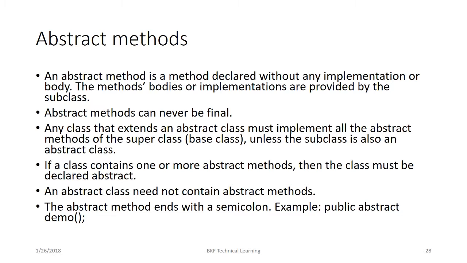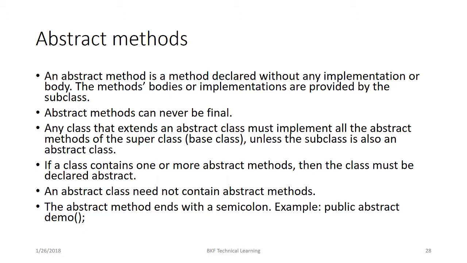Abstract method. An abstract method is a method declared without any implementation or body. The method's bodies or implementations are provided by the subclasses. Abstract methods can never be final. Any class that extends an abstract class must implement all the abstract methods of the superclass, which is the base class, unless the subclass is also an abstract class. So if there's a class A extending an abstract class, let's say A super, then your subclass A either should implement all the methods of the abstract class, or you must declare your class A also an abstract class. If a class contains one or more abstract methods, then the class must be declared abstract.